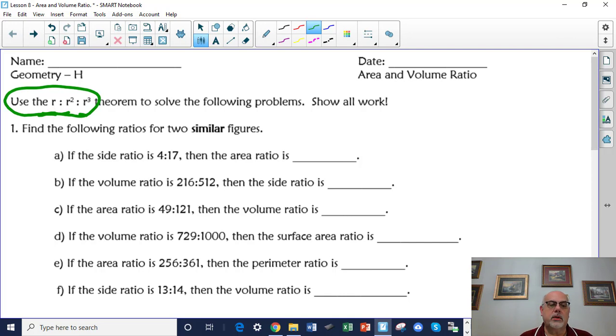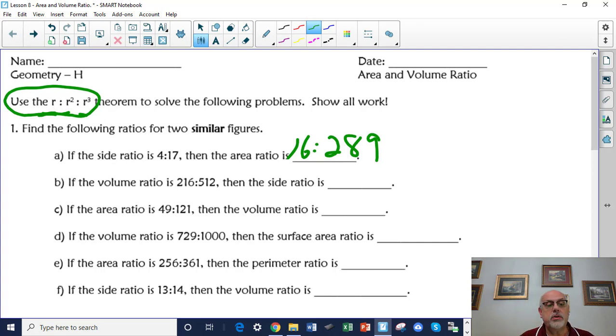So let's take a look at the first problem. You have two figures, and their sides are in the ratio of 4 to 17. So their areas is squared now, right? So their areas will be in the ratio of 4 squared, or 16, to 17 squared, or 289. So that's the ratio of the areas if the sides are 4 to 17.